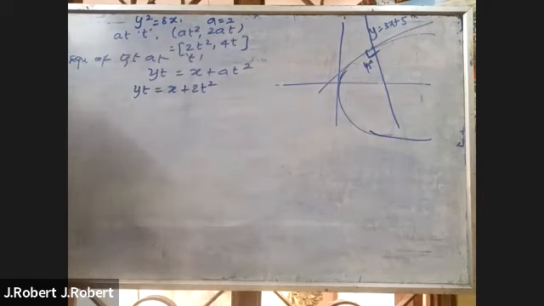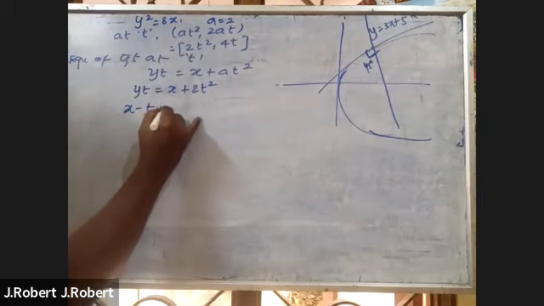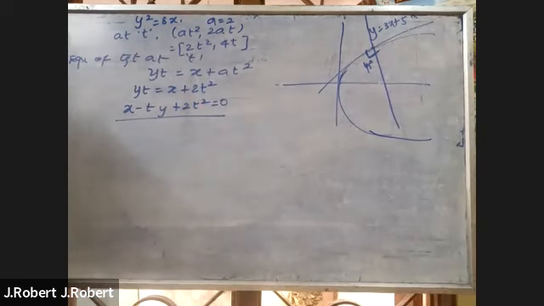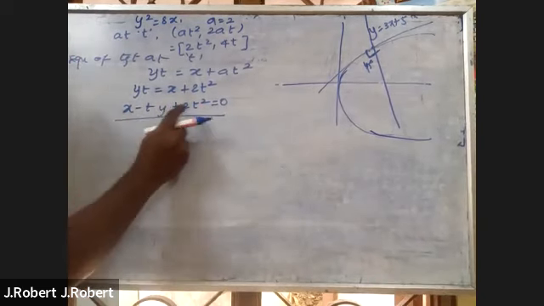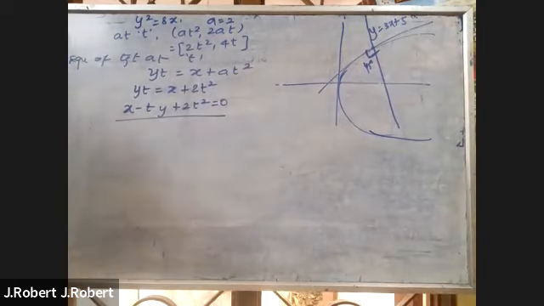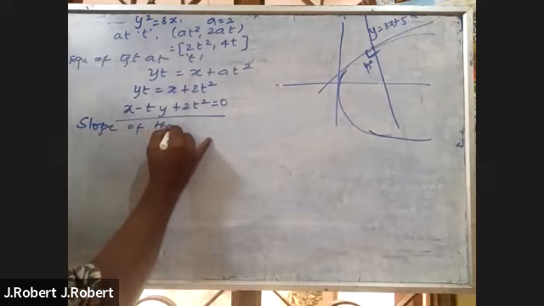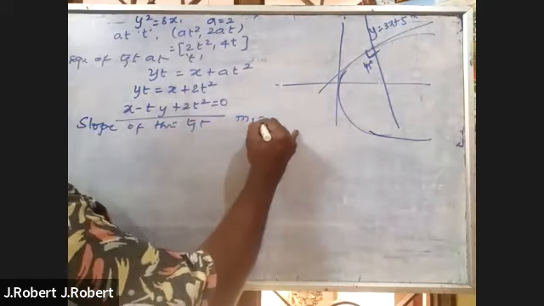Now arrange in order. We'll get x minus ty plus 2t squared equal to 0. This is called the equation of tangent. This is of the form ax plus by plus c equal to 0. Then we can easily find the slope. Now the slope of this tangent, say, is m1.